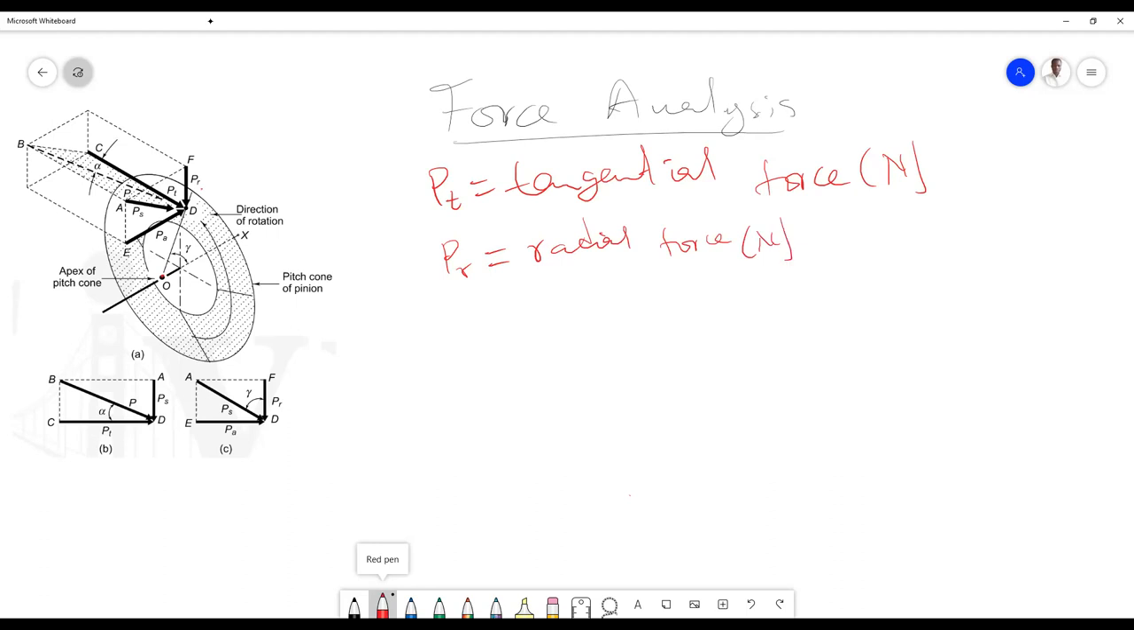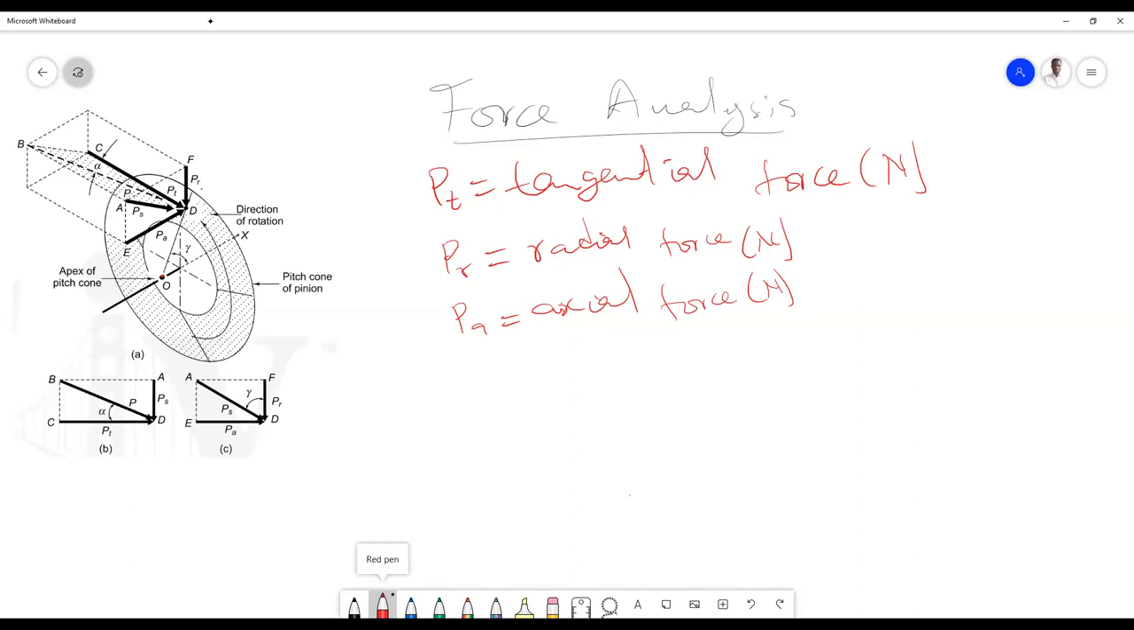And then we also have the axial component PA. So PA is the axial component. Remember, this is the axis of the pinion. So we have the axis OX as the axis of the pinion. All right, so the axial component is acting in line with the axis of the pinion. Then we have the radial component acting perpendicular to the axis of the pinion. So the axial component of the force which will be acting on the pinion is the PR.